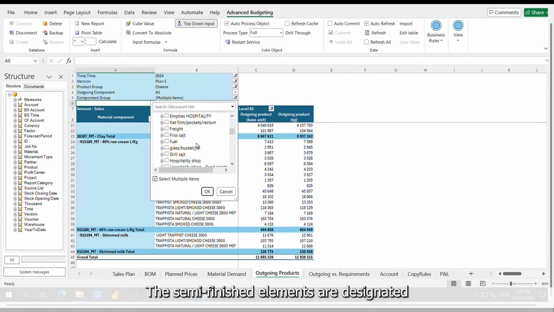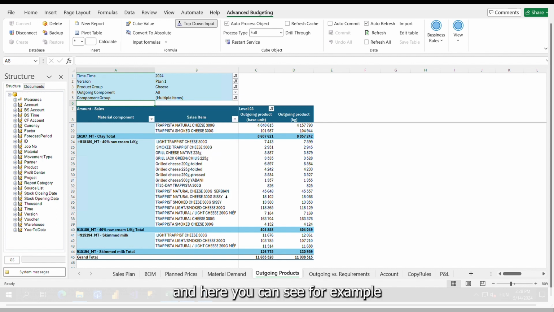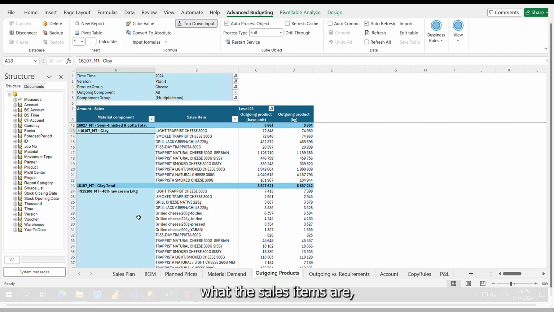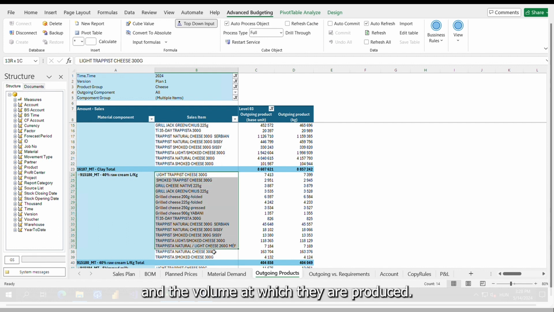The semi-finished elements are designated, and here you can see, for example, for whey or raw cream, what the sales items are, the volume at which these were utilized, and the volume at which they are produced.